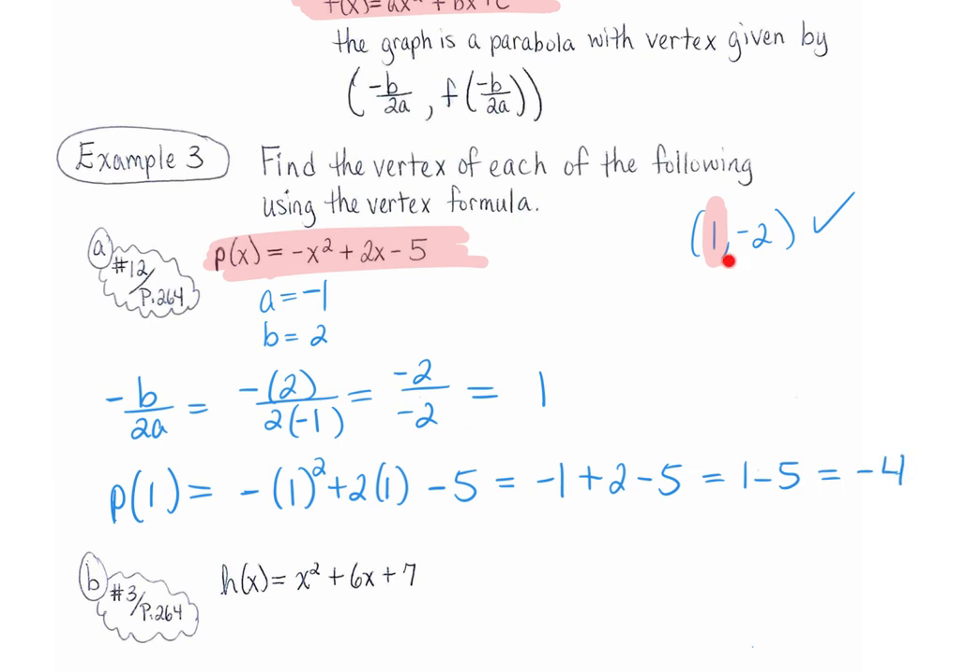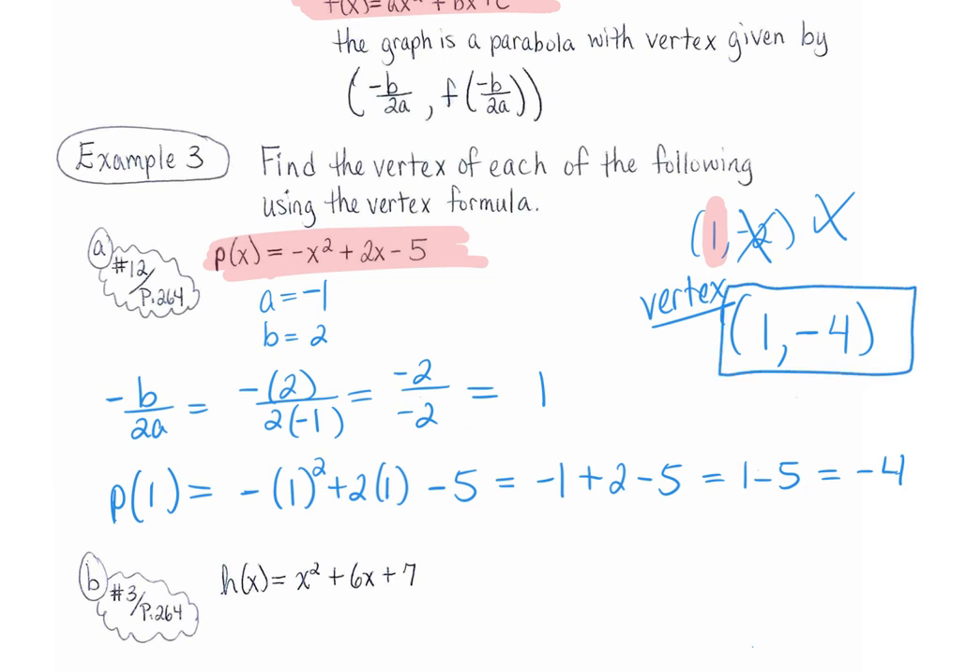So, is our vertex 1, -2? That's not correct. To correct this, our vertex is 1, -4. So be careful that the negative on the outside stayed with that, because that is probably where you got a -2 from. Okay? Questions? Okay, you can do part B on your own.